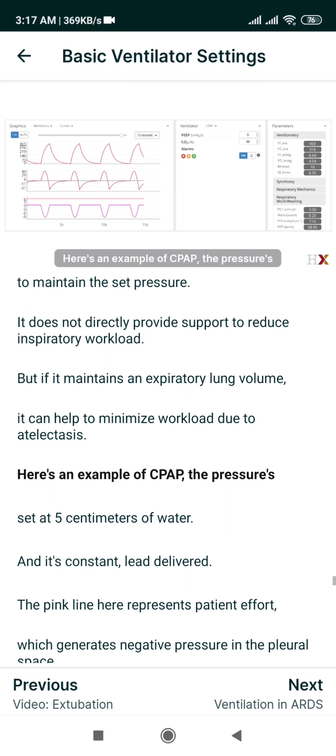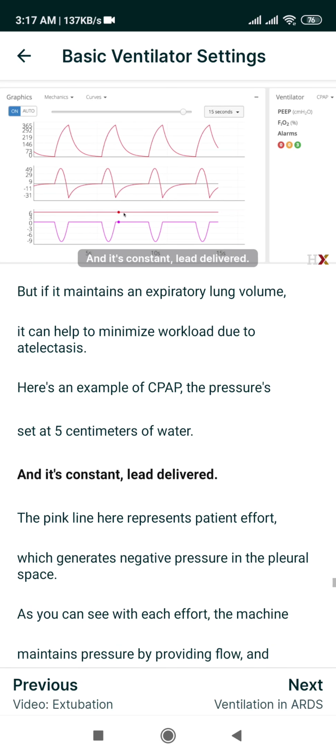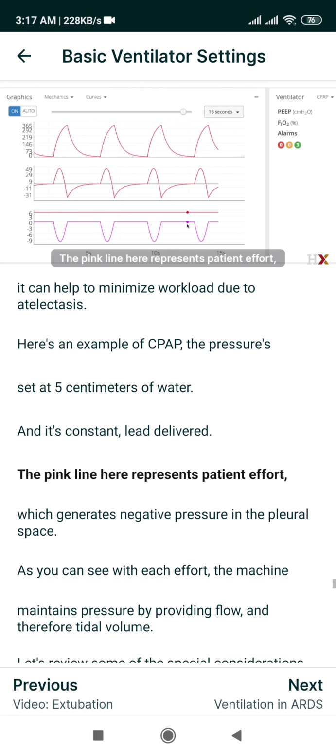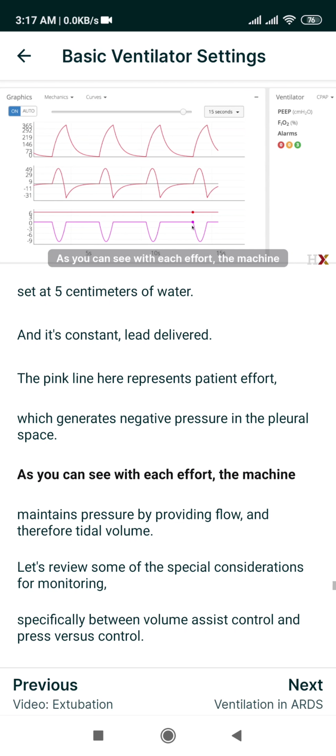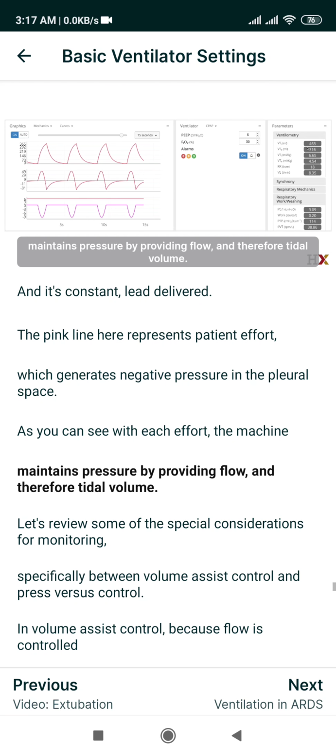Here's an example of CPAP. The pressure is set at 5 centimeters of water, and it's constantly delivered. The pink line here represents patient effort, which generates negative pressure in the pleural space. As you can see, with each effort, the machine maintains pressure by providing flow, and therefore tidal volume.